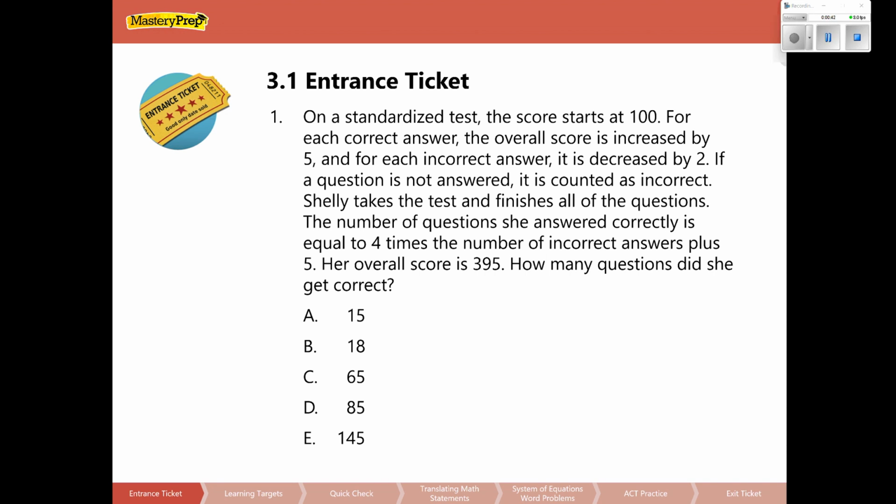On a standardized test, the score starts at 100. For each correct answer, the overall score is increased by 5. For each incorrect answer, it's decreased by 2. If a question is not answered, it is counted incorrect. Shelley takes the test and finishes all the questions. The number of questions she answered correctly is equal to 4 times the number of incorrect answers plus 5. Her overall score is 395. How many questions did she get correct?